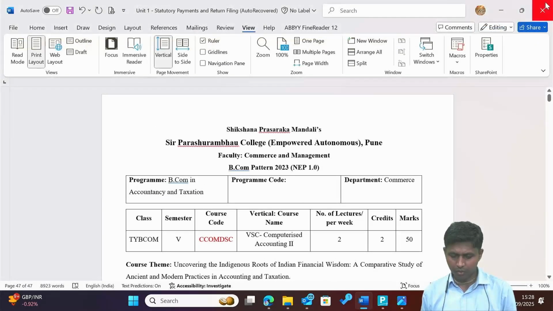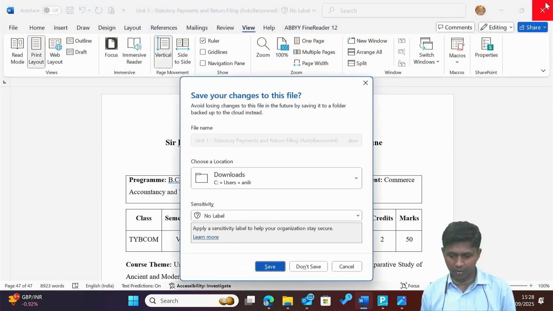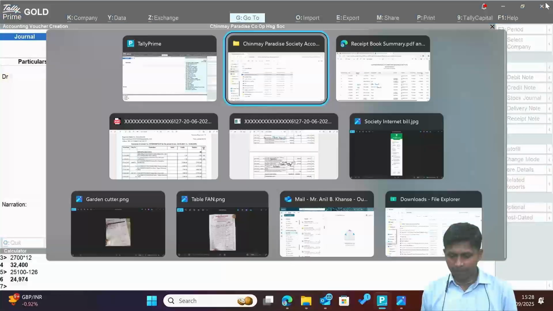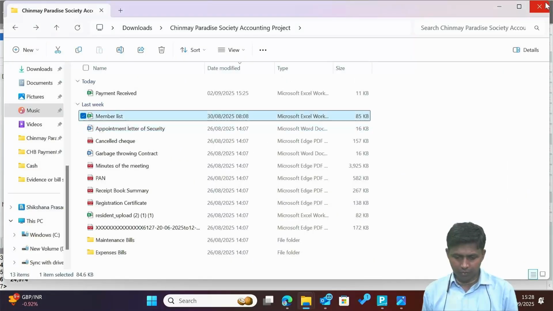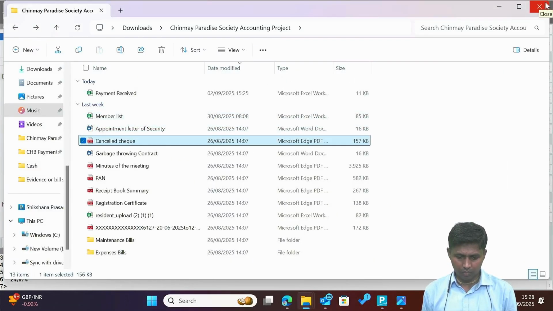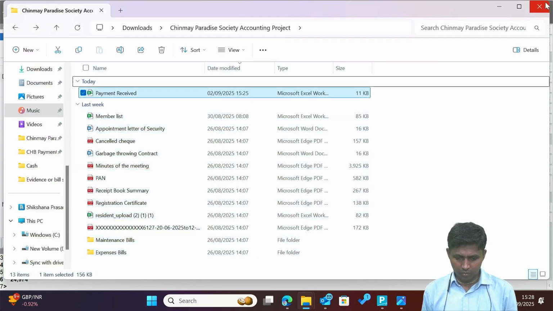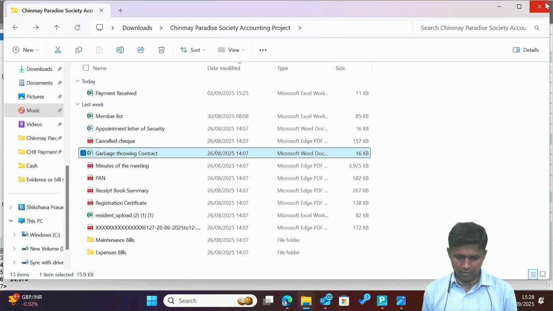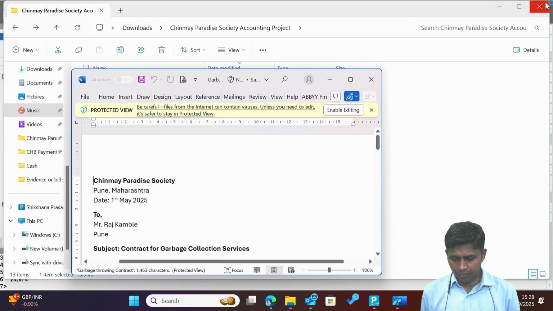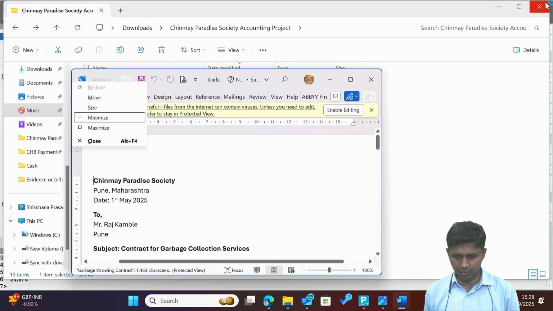And this contract is also over. We have booked it, accounted for it till July. Now after this, check the folder. This part is over. Member list, that is over. Then after cancel check, we have the garbage throwing contract. As per this contract, you can read the contract.